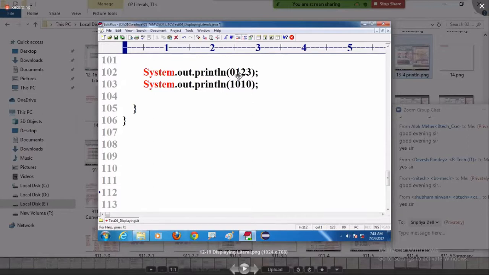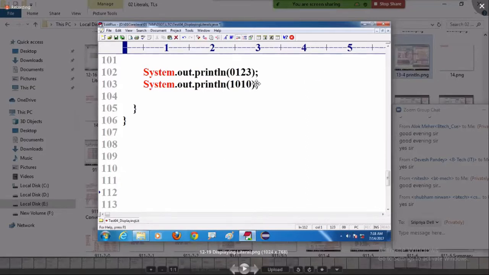Look at this number, it starts with 0. Any number that starts with 0 is considered an octal number. It is not a decimal number. So this octal number is internally converted to a decimal number and the result is displayed.